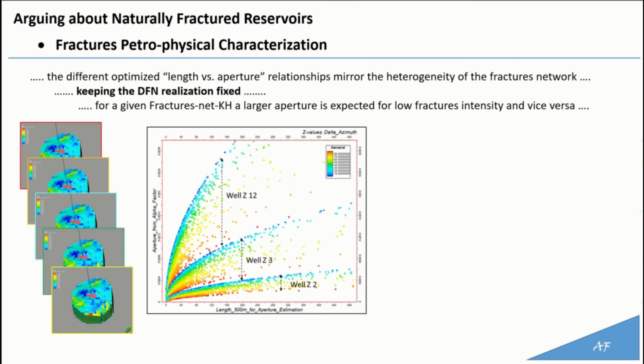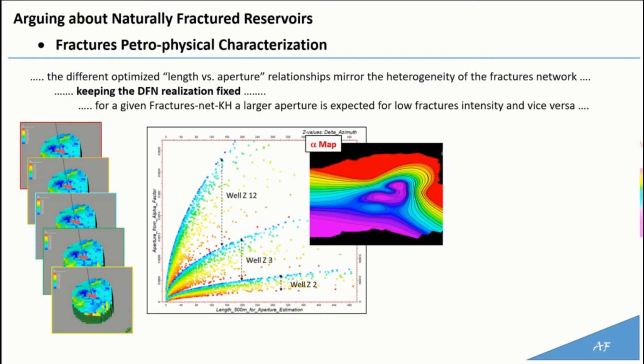We have to remember that the different values of fracture aperture are linked not only to the KH well test, but also to the fracture network characteristics that are intensity, length, and orientation. So for a given fracture net KH, a larger aperture is expected for low fracture intensity and vice versa, small aperture for high fracture intensity.